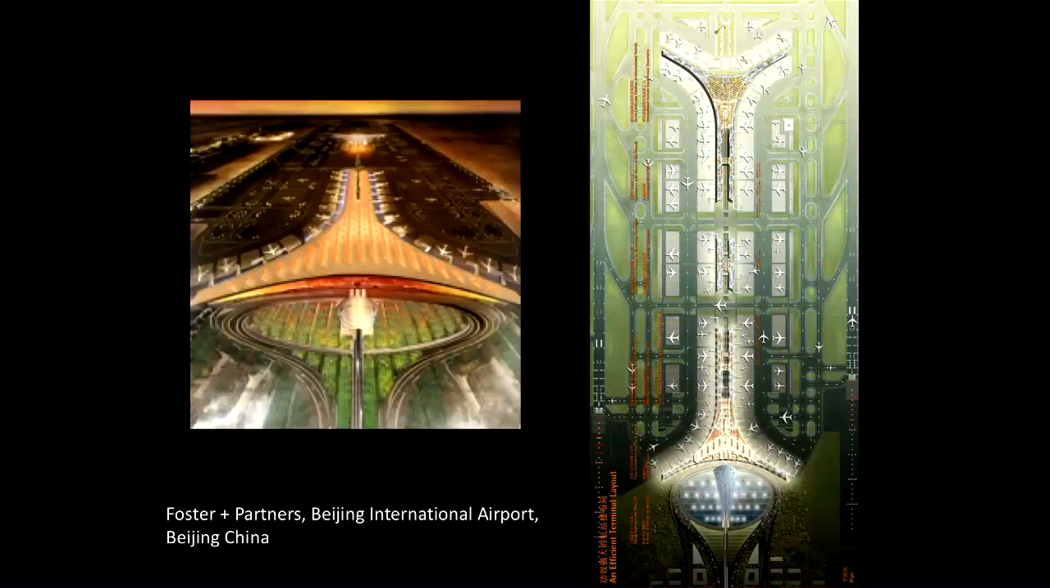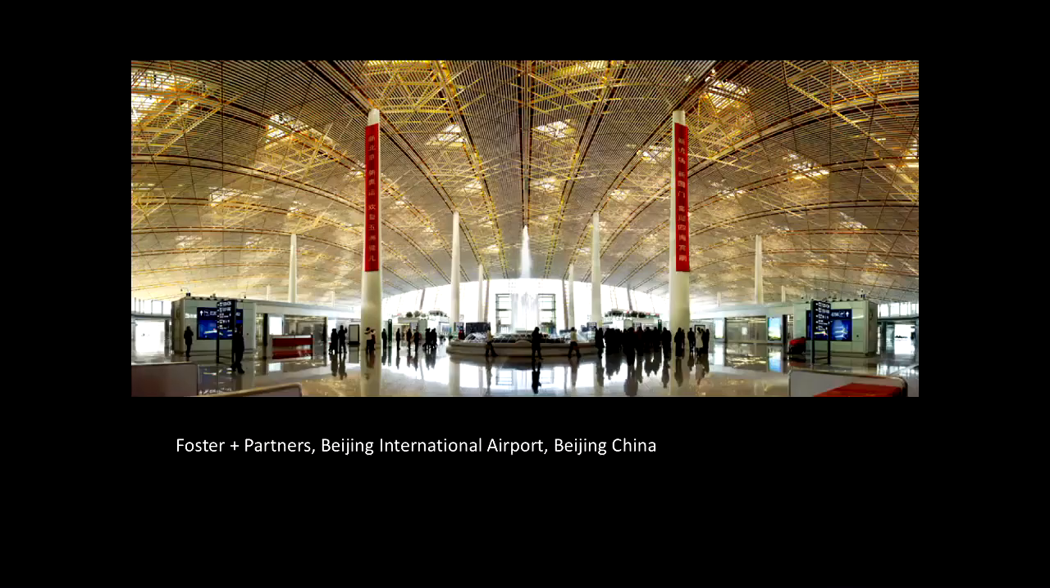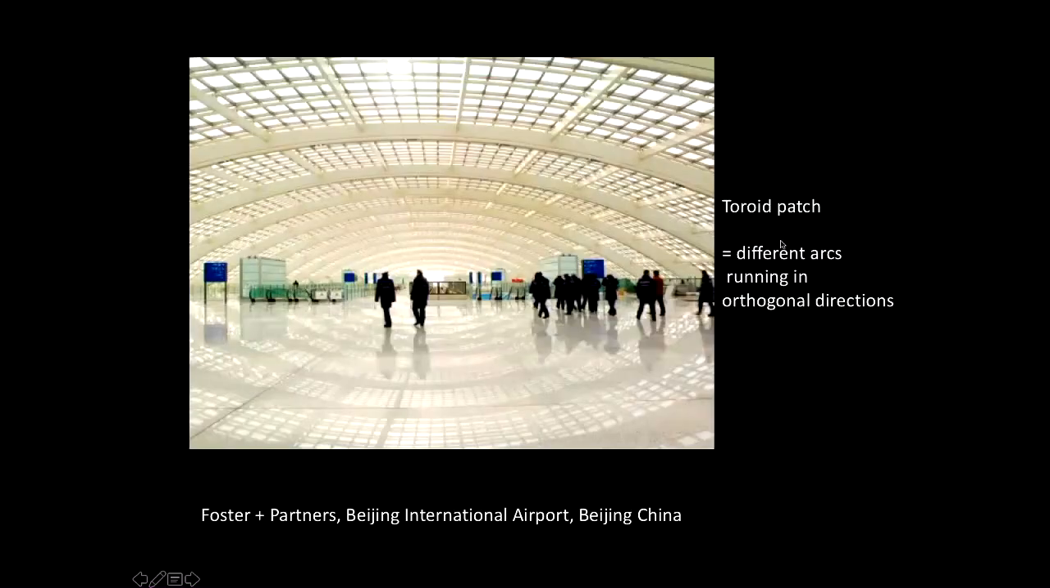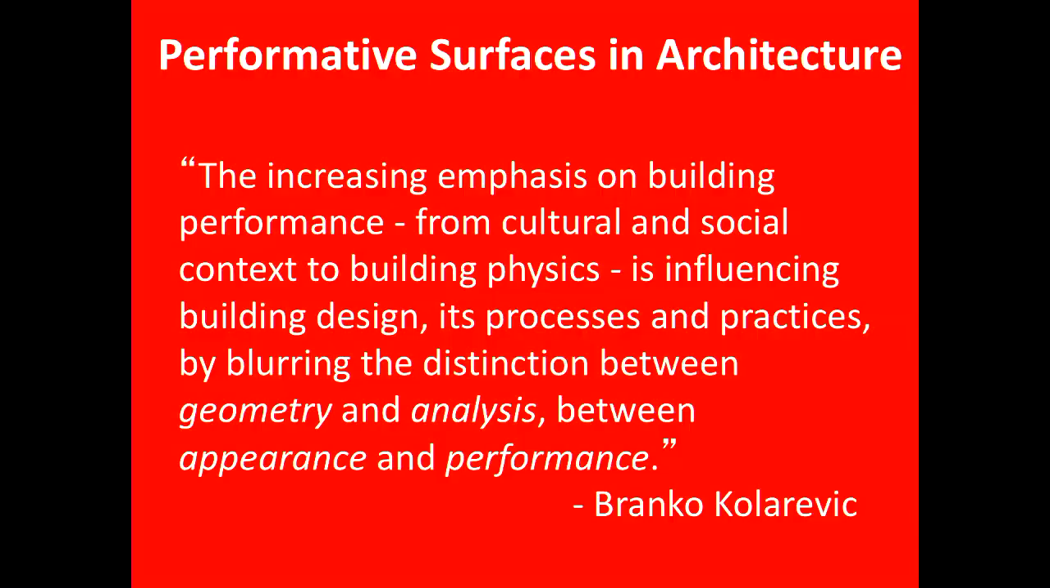Or here, this is Foster and Partners' airport, where the entire building is basically all roof. The roof is the form, and the roof is all one surface. It's not about the columns. It's also this column-free space. It's just building as surface. And so when we're talking about surface, let's talk about this idea of performative surfaces in architecture.